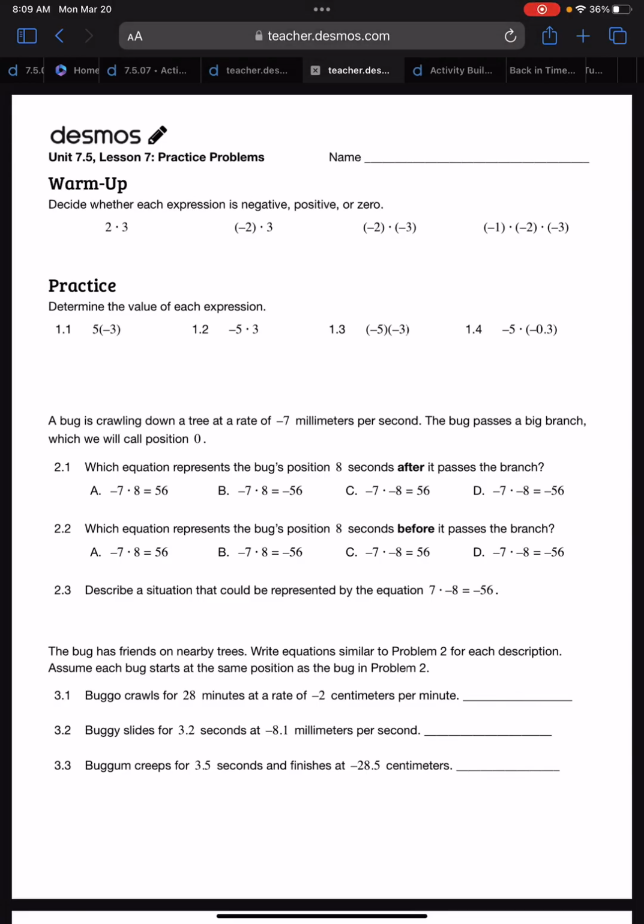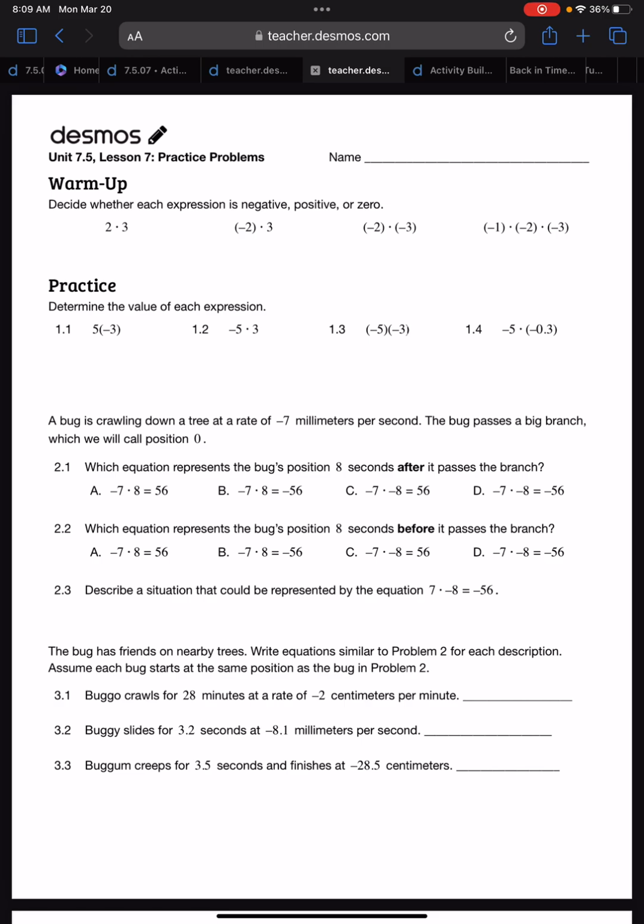So this is lesson 7.5, lesson 7. This goes along with the lesson Back in Time. So we're talking about position, rate, and time. So let's look at the first questions.